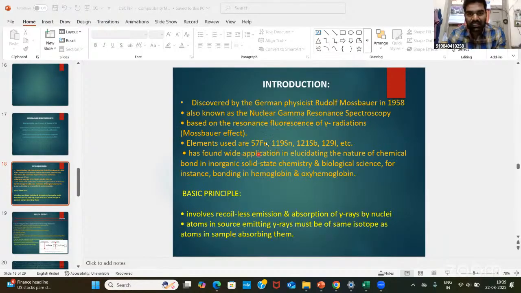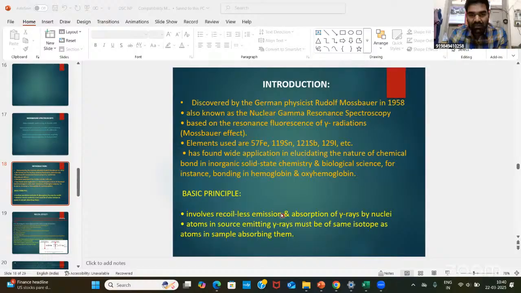For the study, we will take one of these elements as an example and try to study this Mössbauer effect. So what is the basic principle? It involves recoilless emission and absorption of gamma rays by the nucleus.